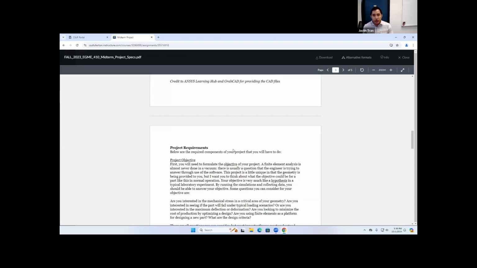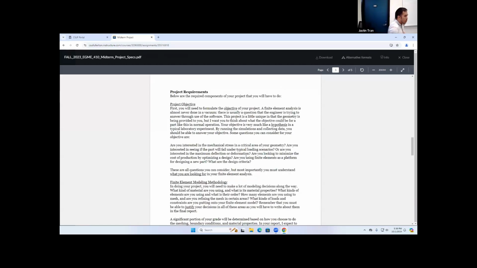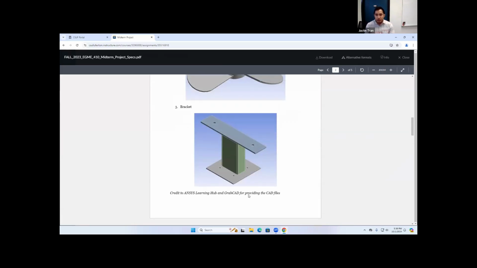And so I want you to think about, if you have a part like this, what's a design question or what is an analysis question that could be answered for something like this. That's going to form the basis or the hypothesis for your finite element report. Okay. So for example, let's consider this geometry from last year.